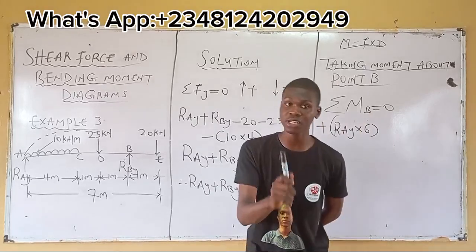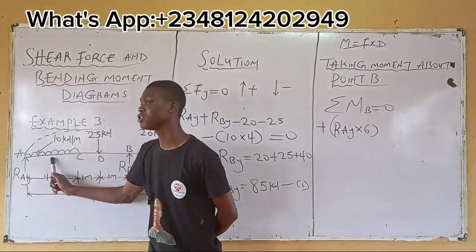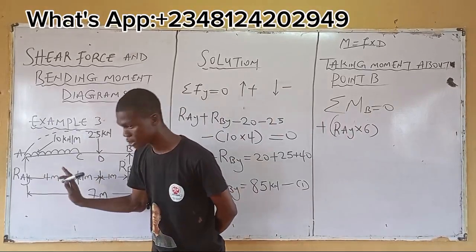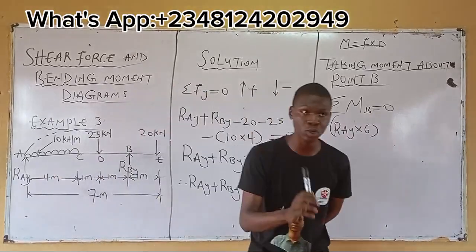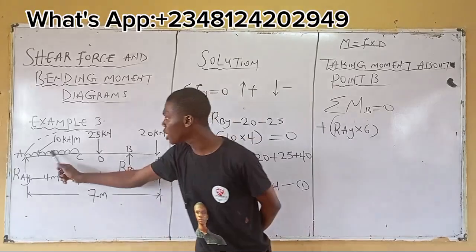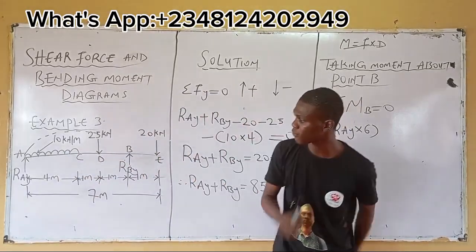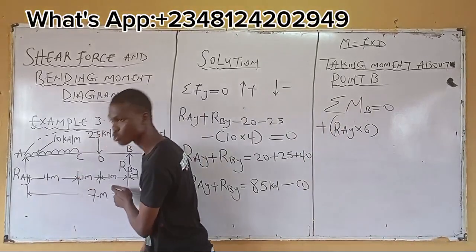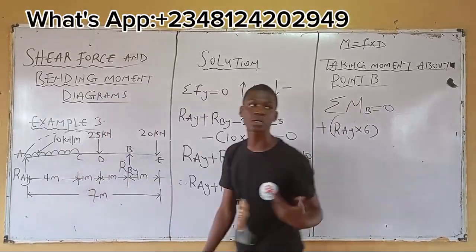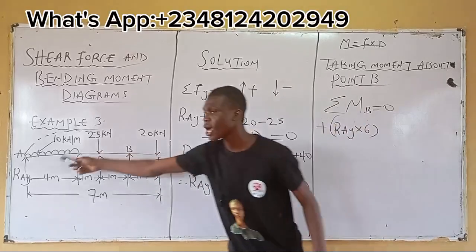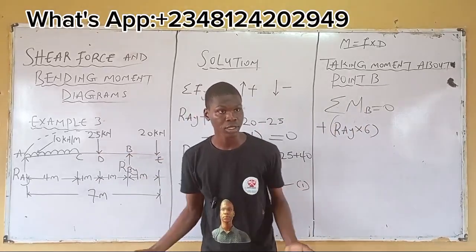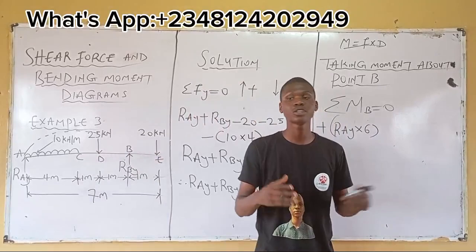My question for you is, what is the distance of this UDL? 2. That's correct. Taking the moment of this UDL, what's the distance? 4. How do you get 4? 2 plus 1 plus 1. If I ask you what is the distance of this UDL and you tell me 4, you are wrong, just because the questions are different.